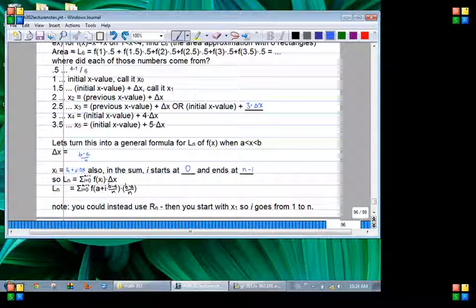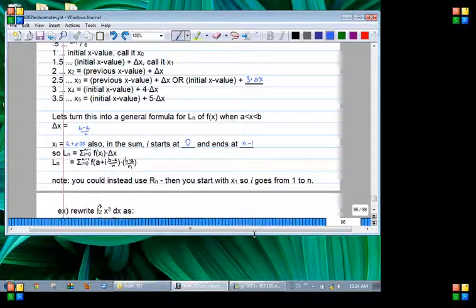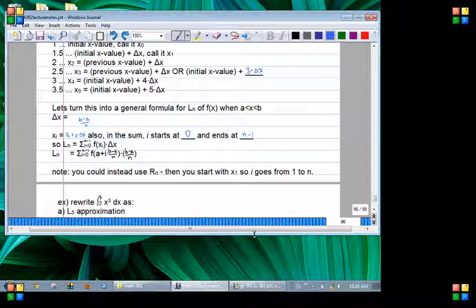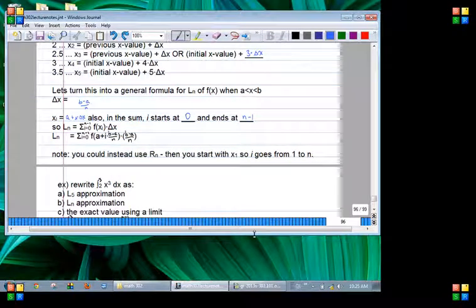Okay. So now let's use this in an example. Let's take the integral from 2 to 3 of x cubed dx, and let's do 3 things. First of all, just write this as an approximation using L5. Then as an approximation using Ln. And then take the limit to make it an expression for the exact value of the integral. All right. So L5, let's see.